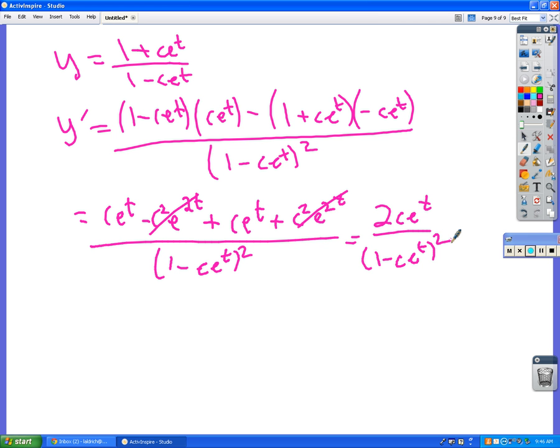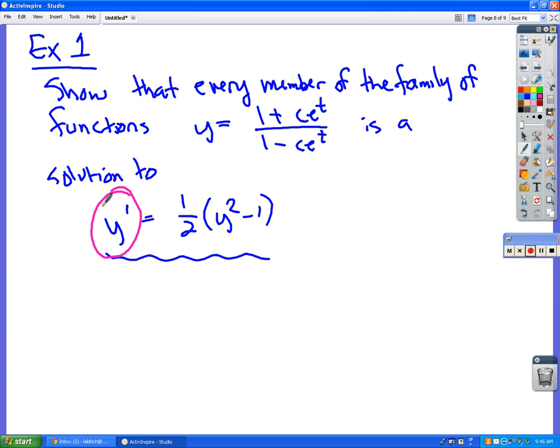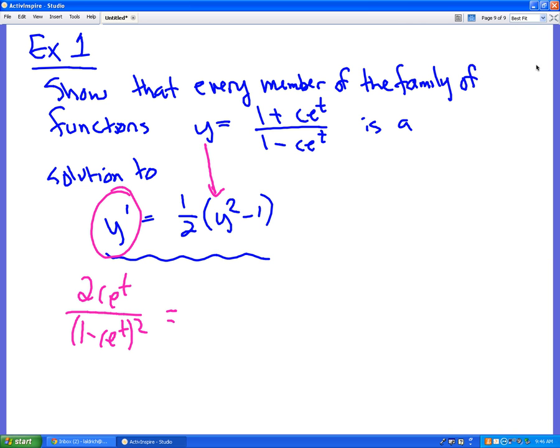Okay, so that's the y prime, that is the left side of this right here. We figured out it equals 2C E to the T over 1 minus C E to the T squared. Now we have to simplify the right side right here. Instead of taking the derivative, I'm going to take this thing that equals y and plug it in there for y.